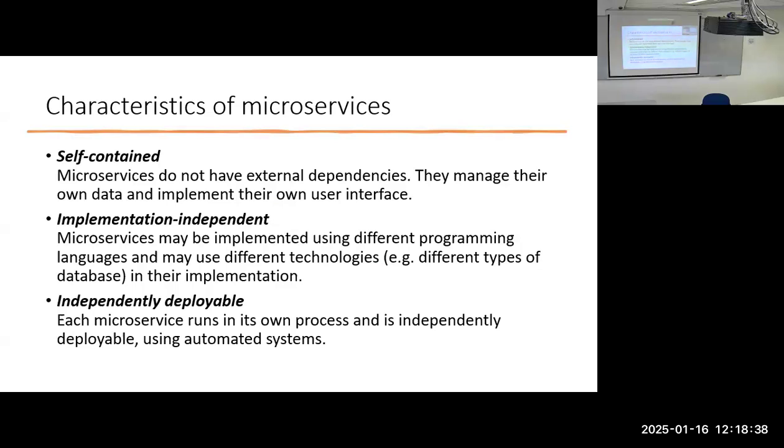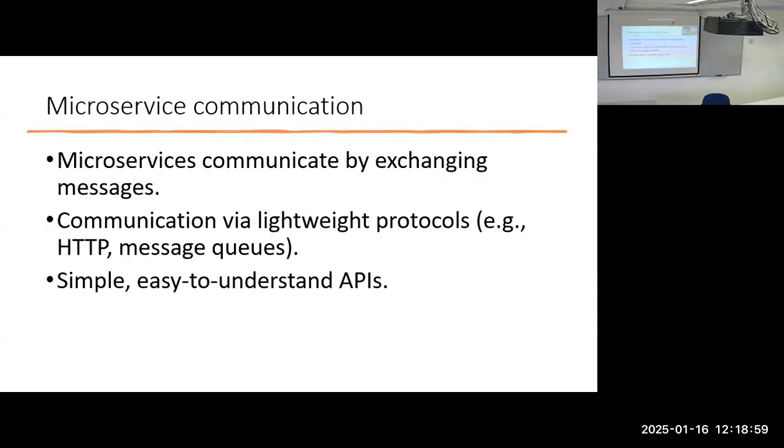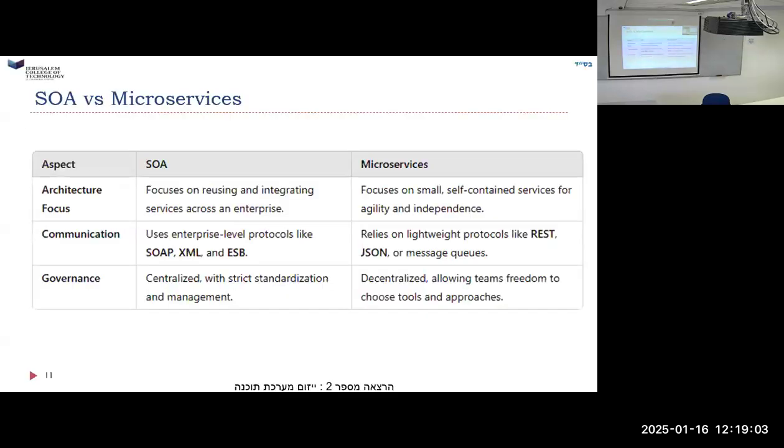Characteristics of microservices: they are self-contained, implementation independent, and independently deployable. Microservices communicate by exchanging messages. They have lightweight protocols. Here's a summary of some differences. Microservices focus on small self-contained services.